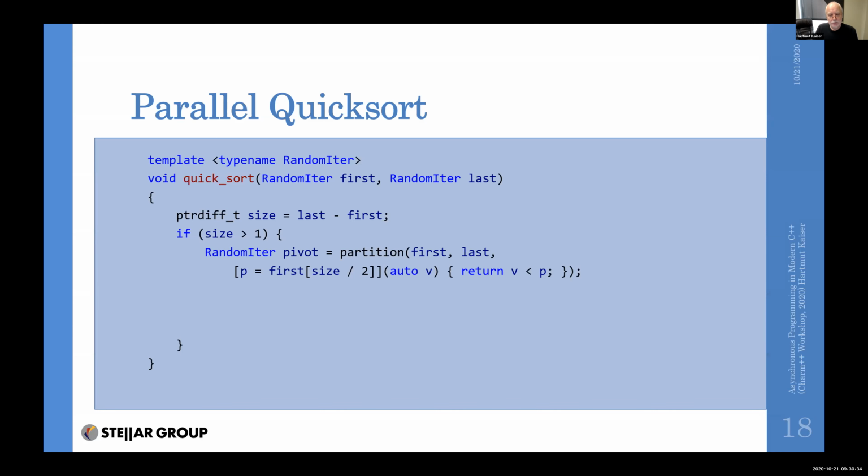So what we get after partition returns is that all elements that are between first and pivot are smaller than all elements that are between pivot and last. So partition returns the iterator pointing to the actual partition point in the sequence. And all we have to do afterwards is call Quicksort recursively for the left and the right subpart. Done. So we have a very nice sequential implementation of Quicksort in a couple of lines.